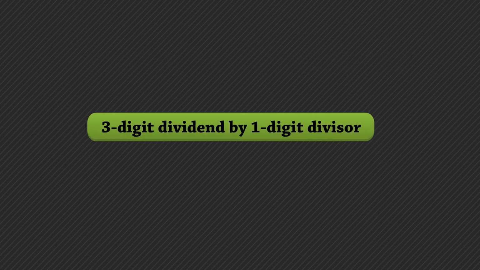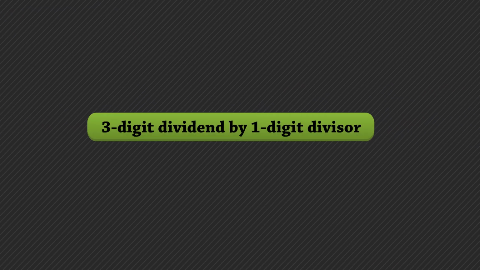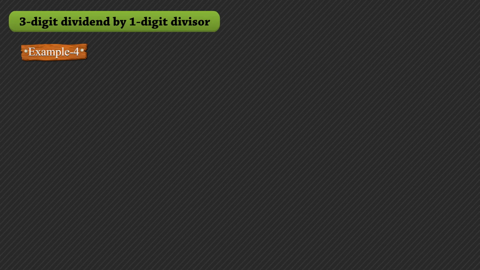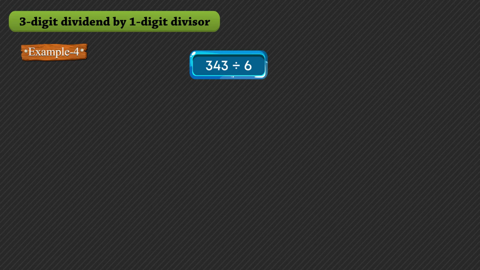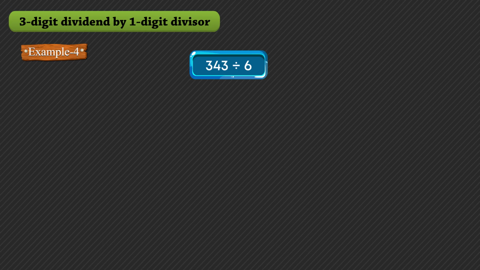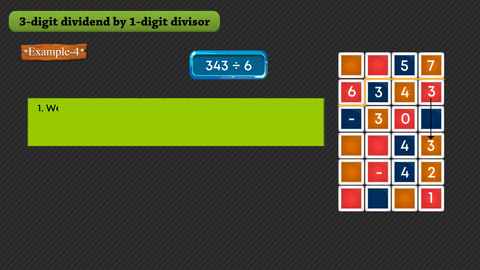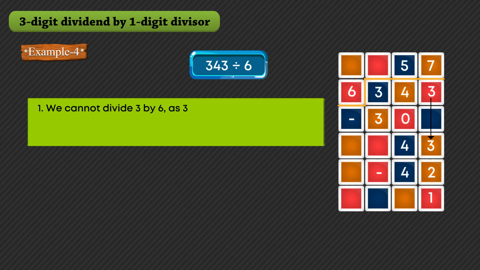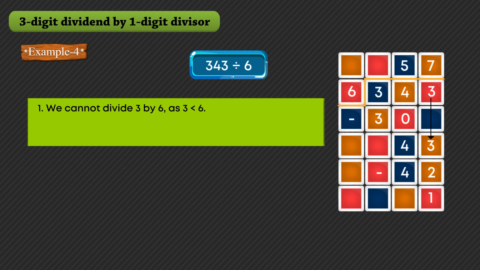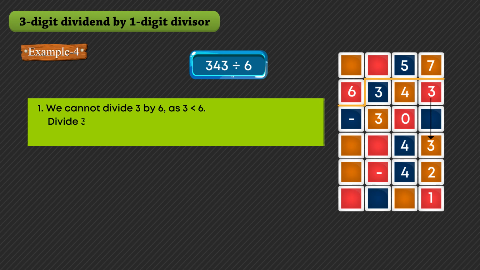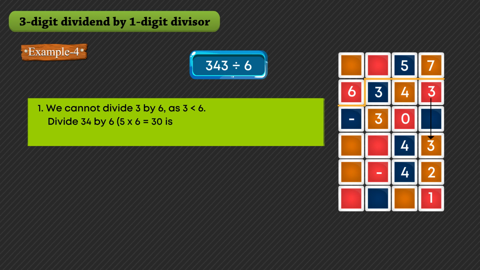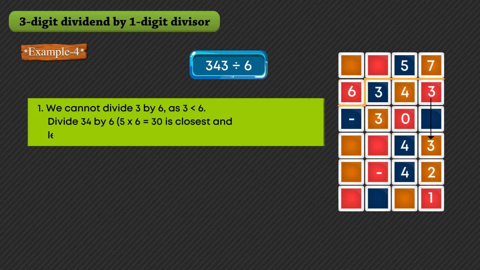3-digit dividend by 1-digit divisor. Example 4. 343 divided by 6. 1. We cannot divide 3 by 6, as 3 is less than 6. Divide 34 by 6. 5 into 6 is equal to 30 is closest and lesser than 34.